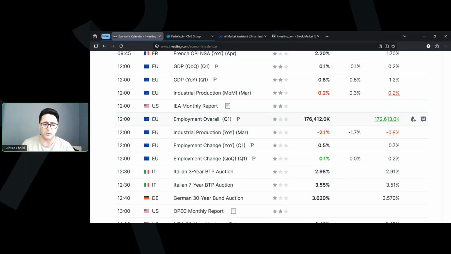That shows that the European economy is still under pressure, and we should think twice before making any investment in Europe. Employment was also weak in the first quarter, falling, while industrial production annually in March fell by more than 2.1%. On a monthly basis, it increased only 0.2%. Those numbers are telling us that the European labor market is weak.